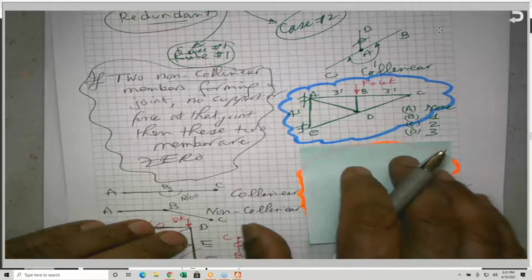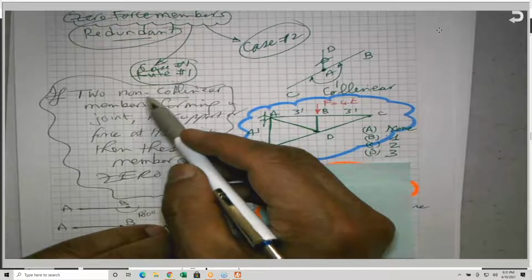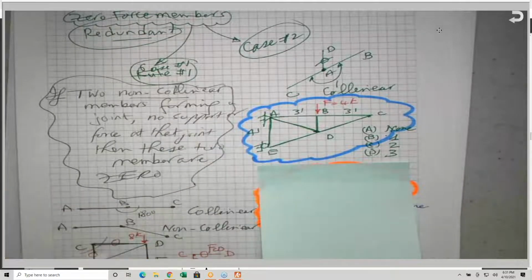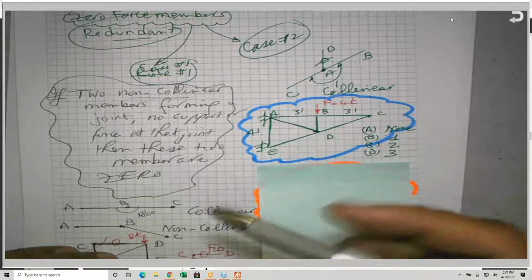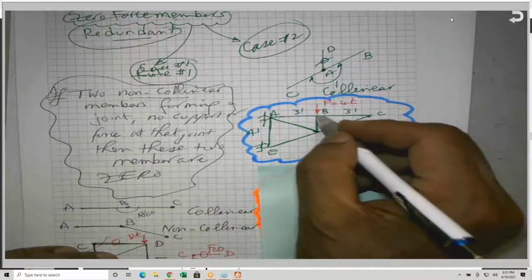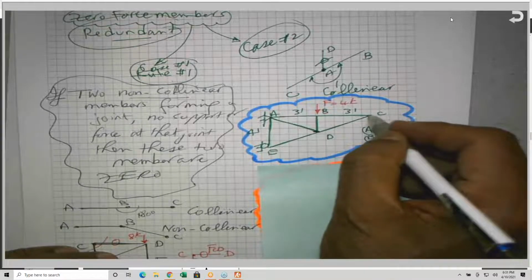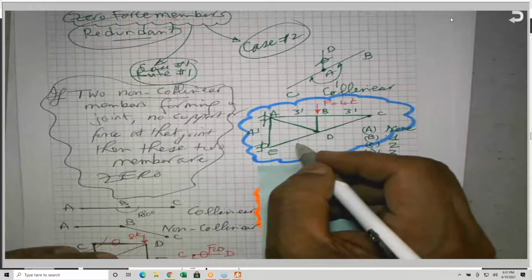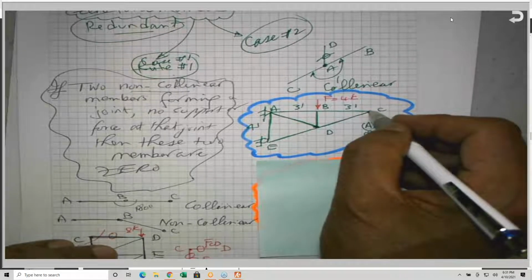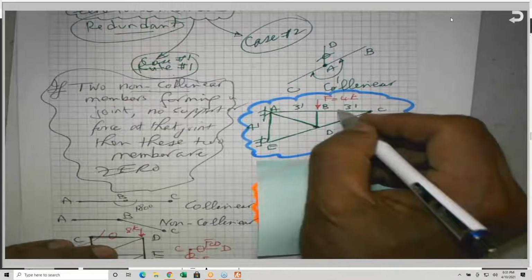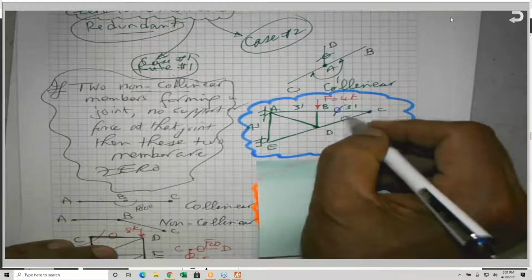Okay. So, if we apply rule number 1, when we're having 2 non-collinear members, members CB and CD are non-collinear. They are forming a joint, and there is no load over there and no support here. So this is 0 and this is 0.